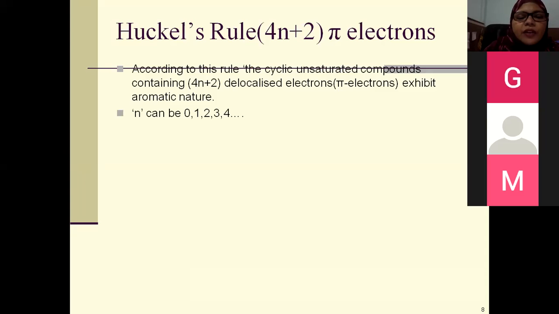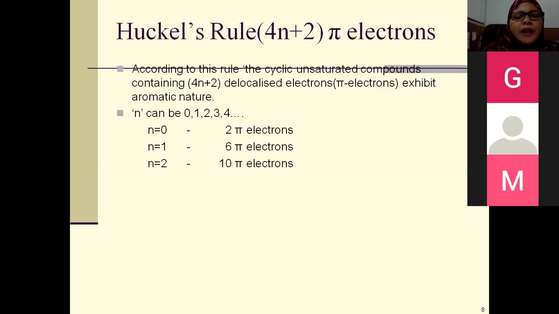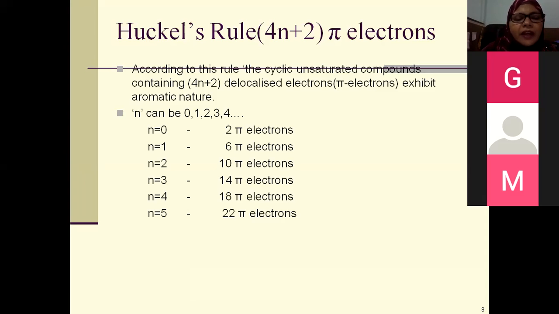Okay, so n is your integer, and if you put the value of n equal to 0, we get 2 pi electrons. If n is equal to 1, it is 6. If n is equal to 2, it will come as 10 pi electrons. If n is equal to 3, then 14. N is equal to 4, then 18. 5, 22. So in this way, you can increase the integer value, and you can find out the magic numbers.